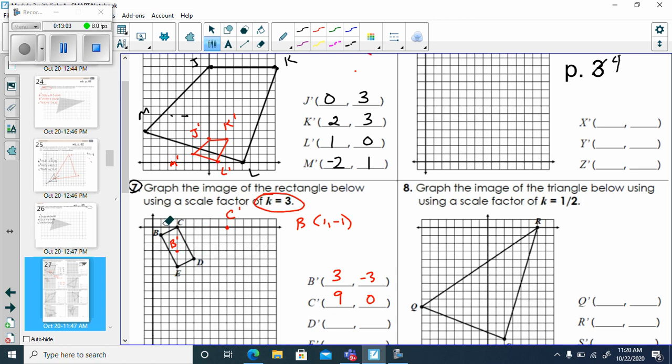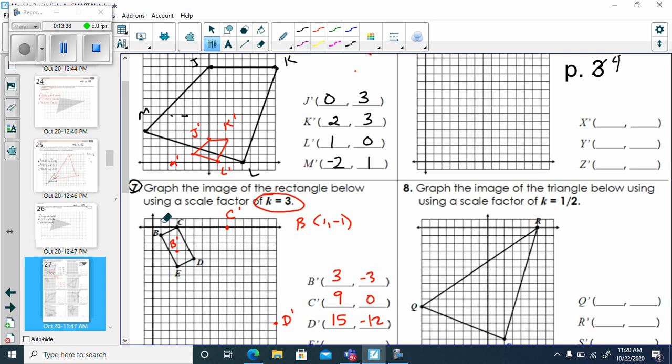D is currently at 5, negative 4. 5 times 3 is 15. Negative 4 times 3 is negative 12. 15, negative 12. Counting 1 through 15 over, and negative 1 through negative 12 down. Okay, there is your D prime.